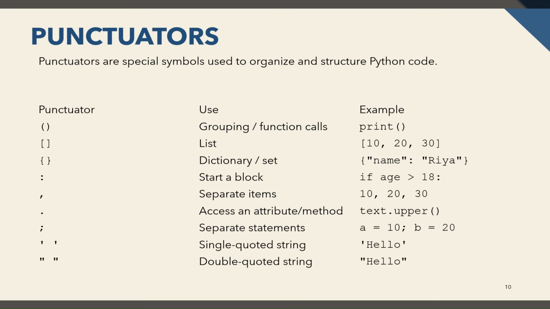The print function uses these brackets, which are basically round brackets. A list uses square brackets. A dictionary uses curly braces, and a colon is used to indicate the start of a block. A comma is used to separate items. A full stop is used to access an attribute or method. A semicolon is used to separate statements. A single-quoted string is represented by single quotes, and a double-quoted string is represented by double quotes.